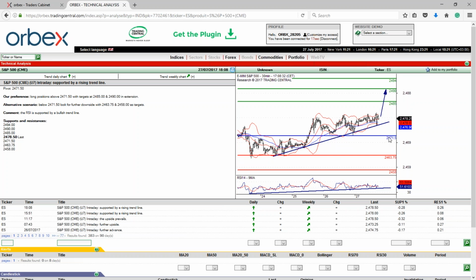So the pivot is the most important part of these updates. So while price remains above that pivot, you need to be aligning yourself with a bullish view. And then if price breaks down below that pivot, you need to be looking to take a bearish view.